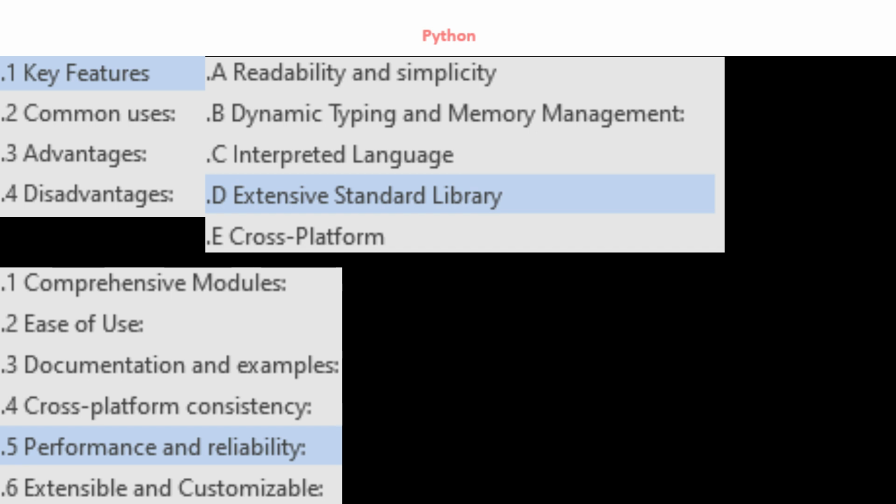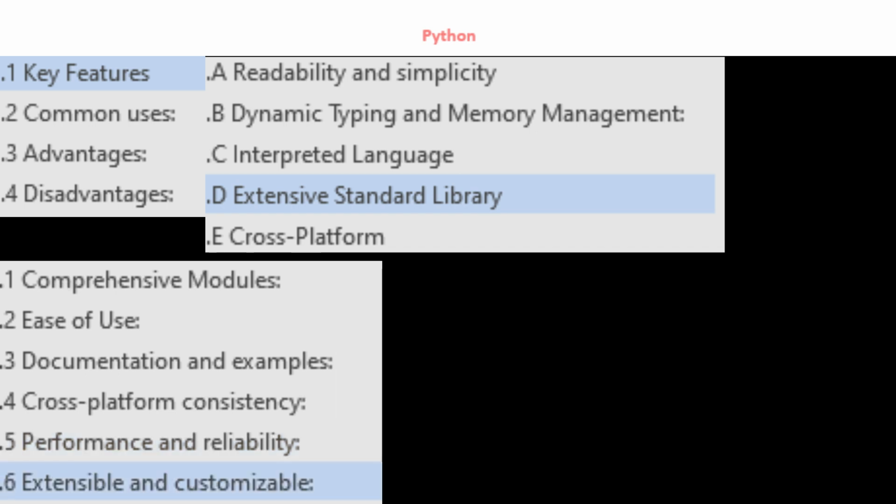Maintained and tested. The standard library is maintained by the Python core development team and is subject to rigorous testing, ensuring reliability. Example: regular updates and bug fixes are provided with each Python release, enhancing the stability of standard library modules. Extensible and customizable. Integration with third-party libraries.